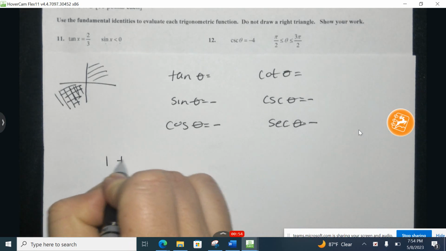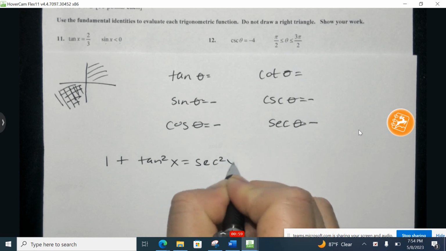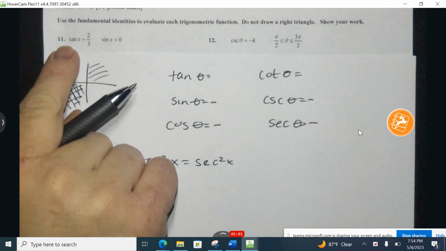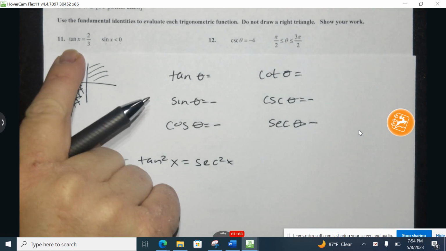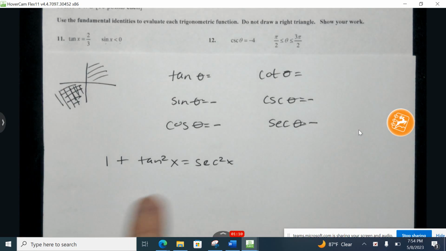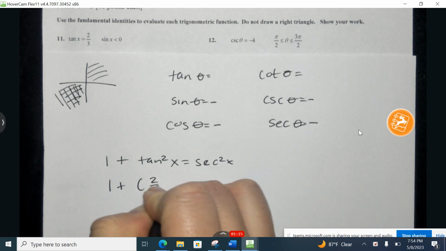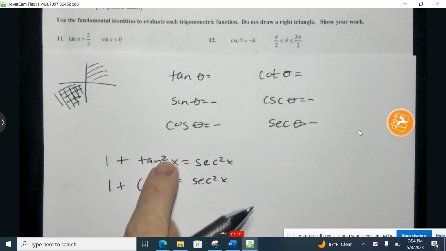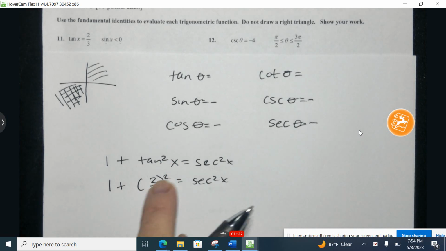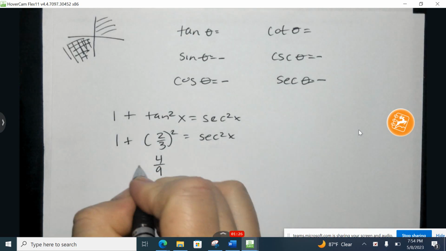I have 1 plus tangent squared x equals secant squared x. And so Mary helped me get started on this. As a reminder, I know that I did the try these earlier, but that was last week and I honestly just forgot. So I had to look for the trig identity that contained a tangent, and then I'm going to put in what tangent equals. So tangent is 2/3, and then I need to square this quantity. So 2 squared is 4, 3 squared is 9. And I need to add it to 1.